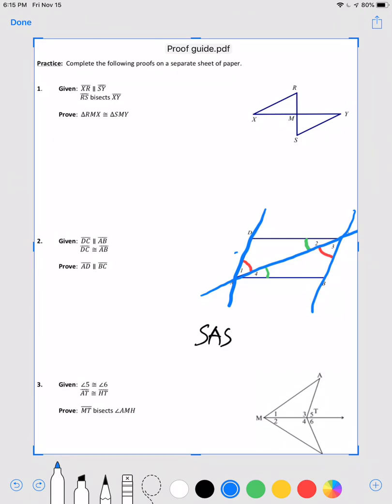And remember, we were trying to prove that these were parallel. We're trying to prove that DA was parallel to BC. Well, now we get to say that they are parallel because 1 and 3 are congruent. And that's called the converse of the alternate interior angles theorem. So AD is parallel to BC because of the converse of the alternate interior angles theorem.